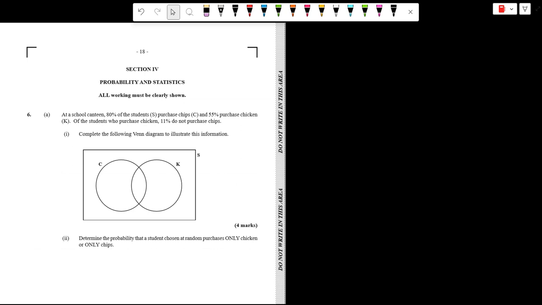So this would be equal to 36%, because that represents the percentage of students who purchase chips only, plus the 11% who purchase only chicken. And that gives us 47%, or in terms of a decimal, 0.47. So 47% of the students at the school purchase either chicken or chips only, and that means the probability of a student purchasing only chicken or only chips is 0.47. All right, so 1 mark for that.